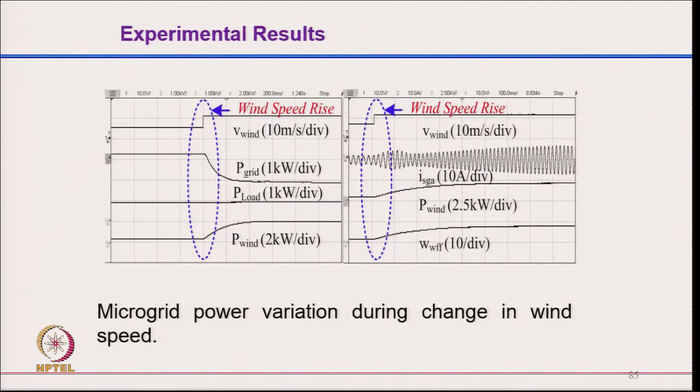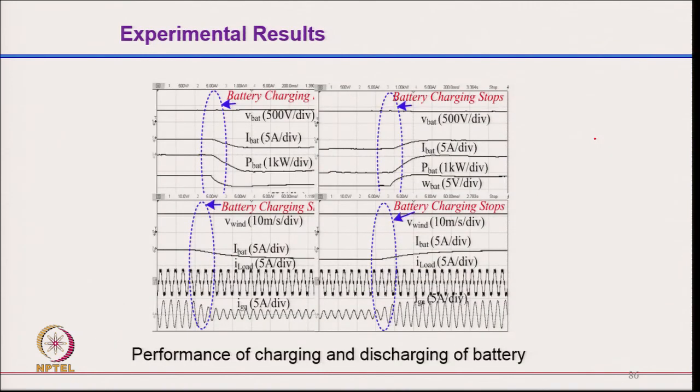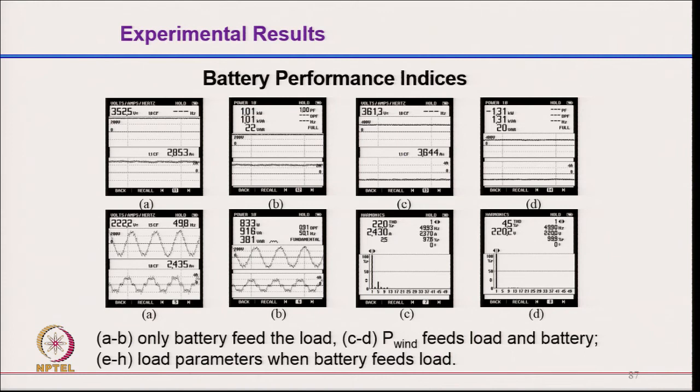And this is the variation when the wind speed increases. The grid power also increases while the load power remains the same, because the wind generation has increased, and the grid current increases because of the increased wind generation. And when you have a decrease, the battery starts charging and discharging depending upon the power generation from the wind. These are the battery performance results. You can clearly see how the battery is feeding power and discharging, and here you have a THD of the voltage of 4.4%, where the load THD is 22% or so.